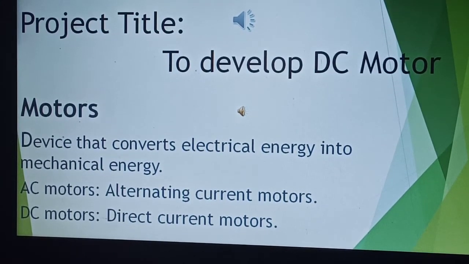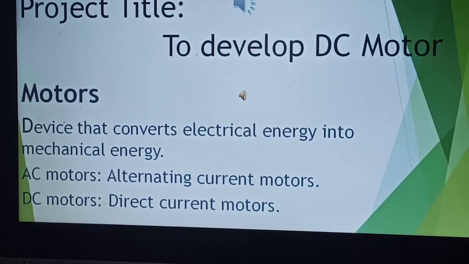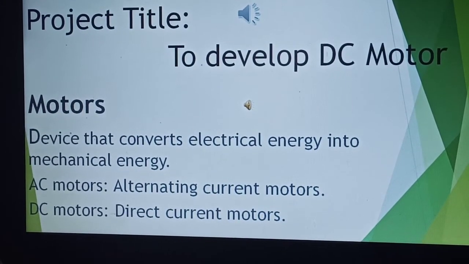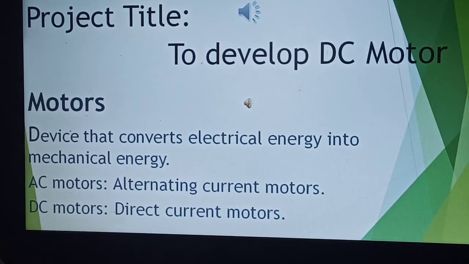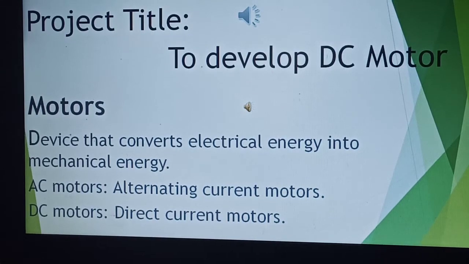There are two types of motors: DC motor and AC motor. The only difference between them is that in a DC motor we have a direct current source, while in an AC motor we have an alternating current source, and the rest of the definition is the same.